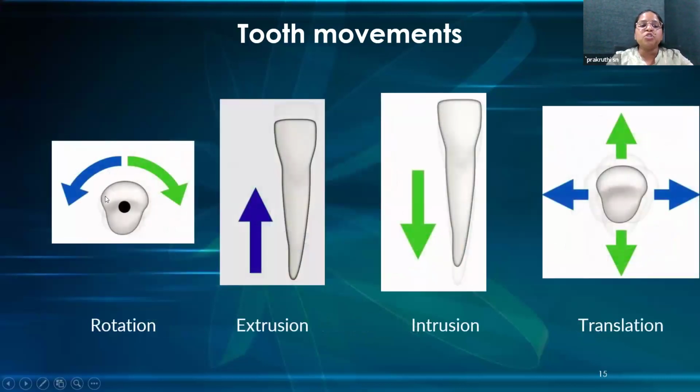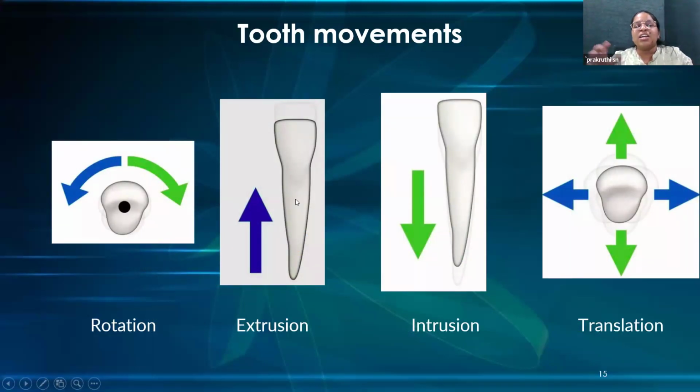And when it comes to rotation, how many of you think that rotation is an easier tooth movement with ortho, or is it a difficult tooth movement with orthodontics? And does it have a high relapse tendency? I think most of you will agree with me that rotation is a difficult tooth movement as such with braces. It is even more difficult with aligners, and it has high relapse tendency as well.